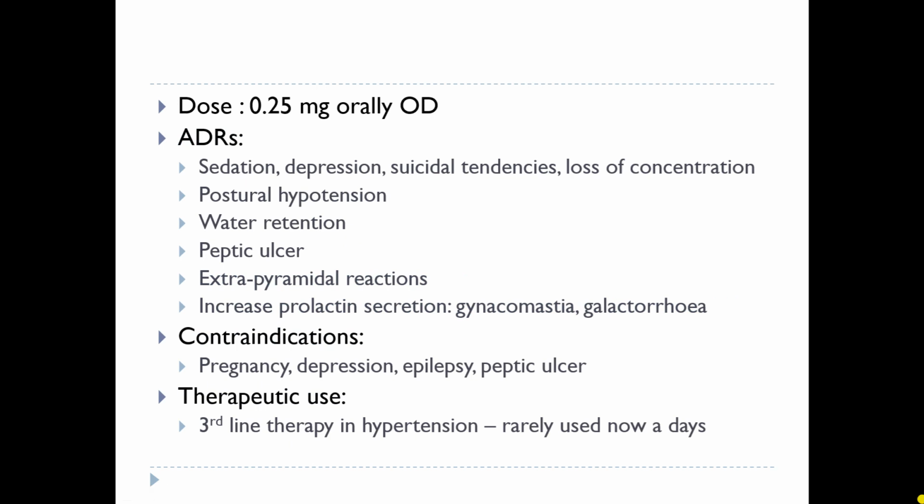It also has adverse drug reactions like sedation, depression, suicidal tendency, loss of concentration, postural hypotension, water retention, peptic ulcer, extrapyramidal reaction, and increased prolactin secretion leading to gynecomastia and galactorrhea. That is why it is contraindicated in pregnancy, depression, epilepsy and peptic ulcer. And the therapeutic status is the same as all other centrally acting drugs. It is a third line drug in hypertension which is rarely used nowadays.